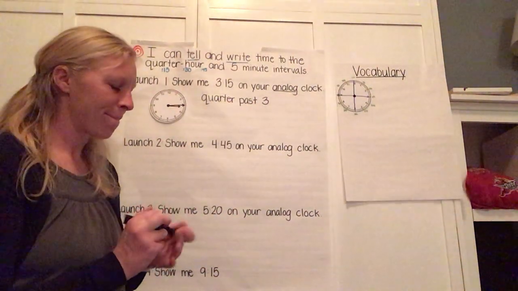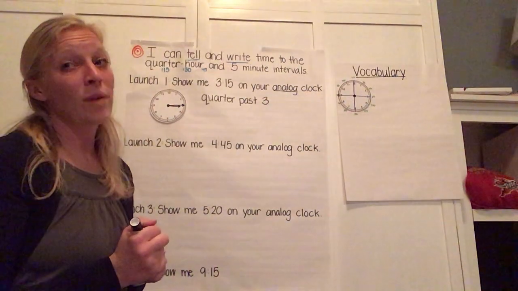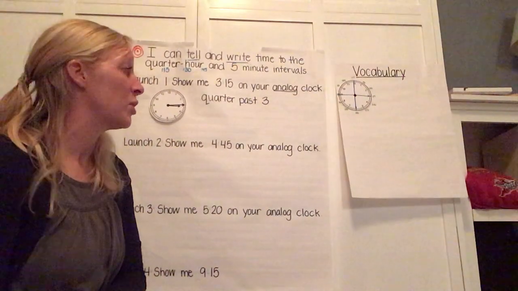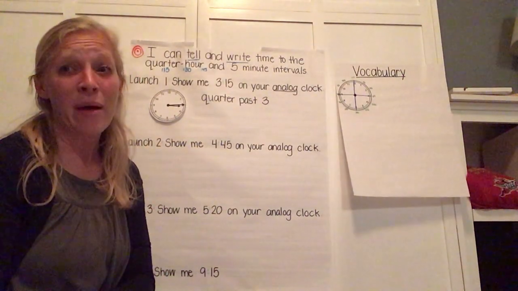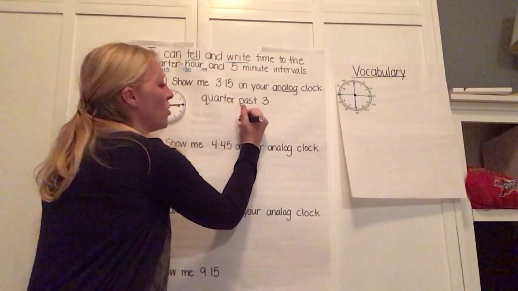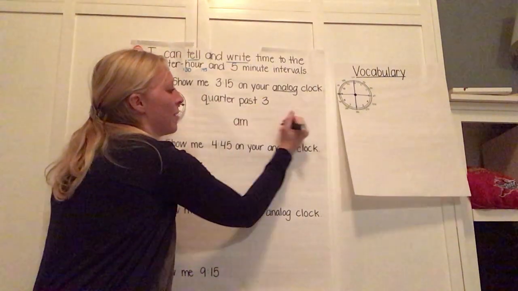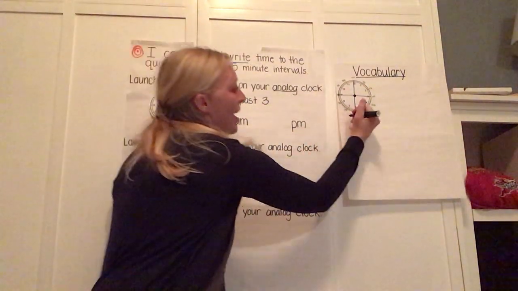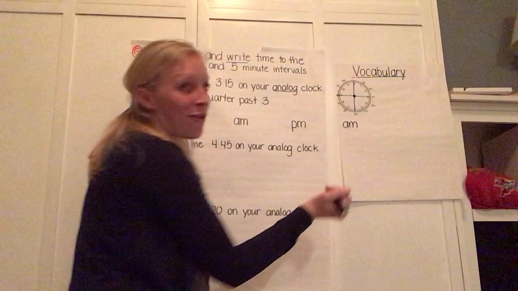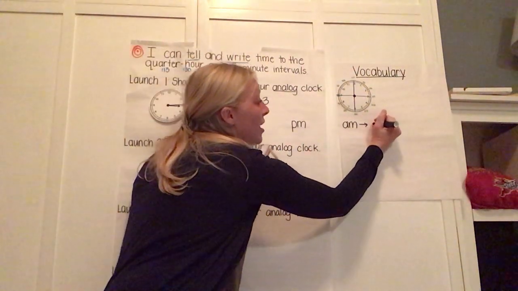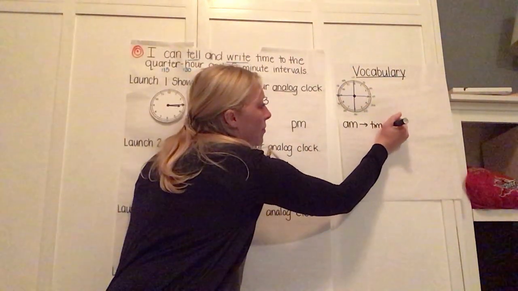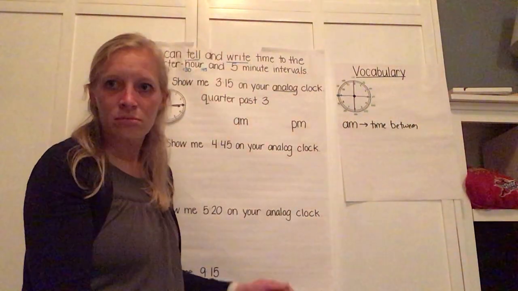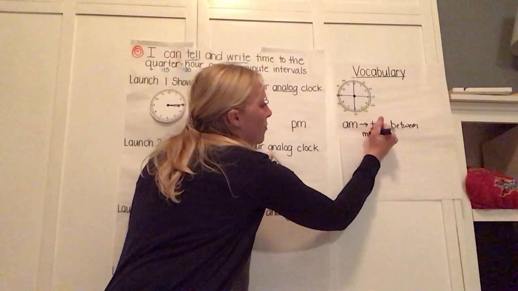Now, we've talked a little bit about this, but this is something that I really want to make sure we talk about today and the rest of this week. This whole idea about AM and PM. Have you ever seen AM and PM before? That's right. AM, and we're going to keep this over here so we can see it every day. AM means the time between, that's right, midnight, middle of the night, and noon.